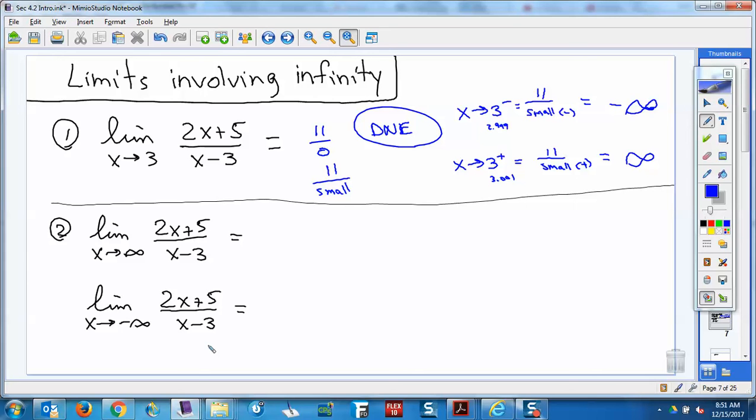Infinity is not a number. There's different sizes of infinity. So think about it this way. If I plug a really big number in here, let's plug in 1 billion. What happens with a 2? 2 billion. Plus 5. Now how much does that 5 matter when it comes to 2 billion?